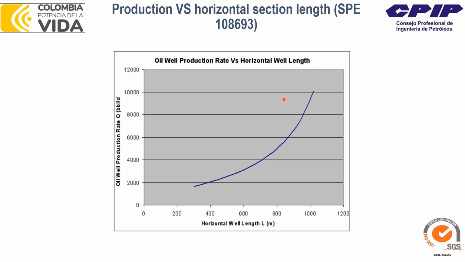Okay, so for this particular exercise, if you have a horizontal section length of 1000 meters, it's going to give you 10,000 barrels per day. And if you have, let's say, 800 meters, you're going to have almost half of this production. So you just lost 20% of your productive length and you lost 50% of your production. You can multiply it by the life of the well and calculate the harm you get by losing the productive length.